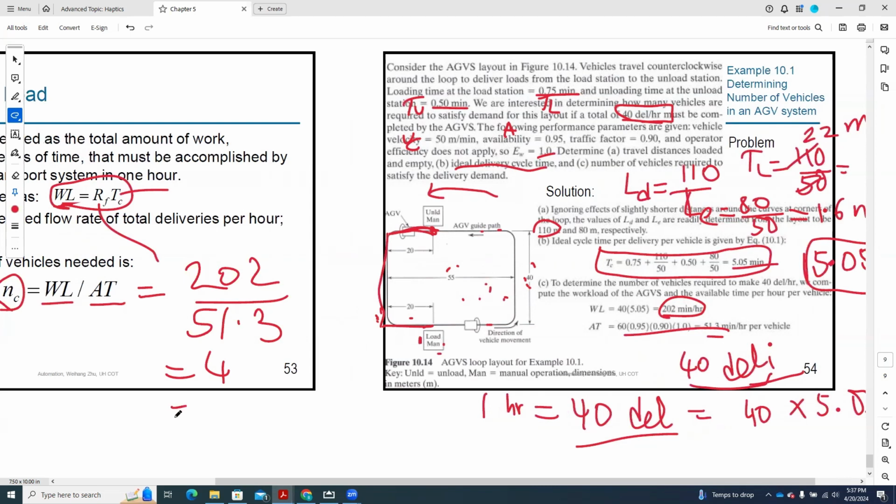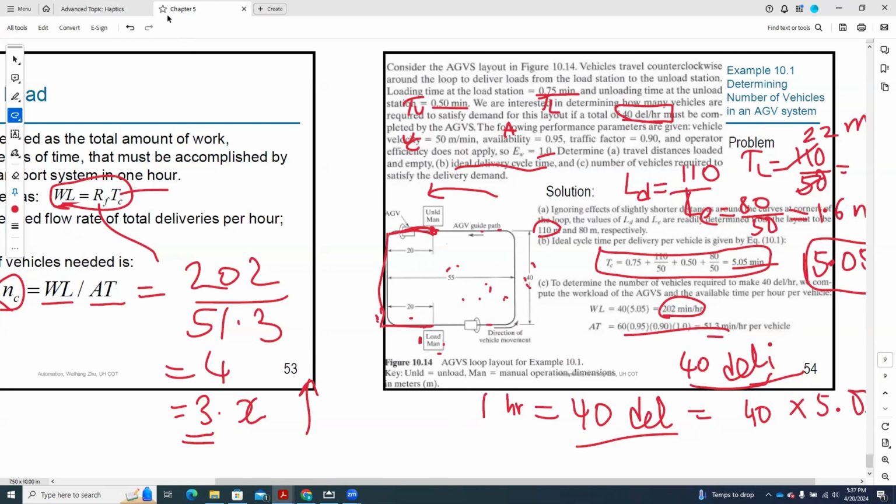This is 3 point something. First of all, you must specify the number of vehicles as a whole number. It cannot be in decimals. And the whole number must be one larger than this one. So if it is 3 point something, write 4. Even if it is 3.01, you can write 4. All right, so this is one part.